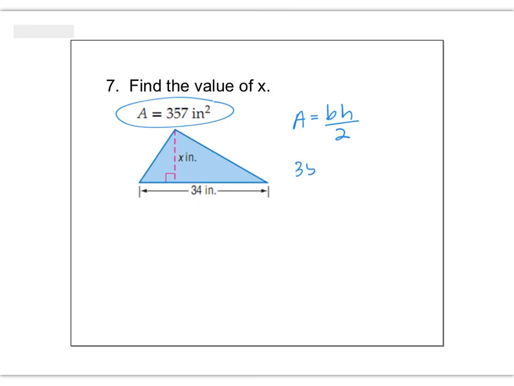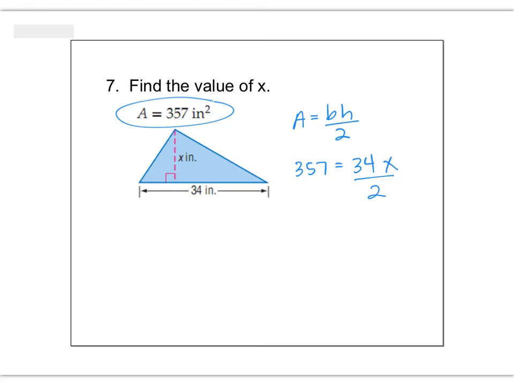Do we know the A? Yes, it's 357. Do we know the B? Yes, the base of the triangle is 34. Do we know the H? Not really. We'll call it X because that's what they call it. And then you have to include the divide by 2 because that's part of the formula.